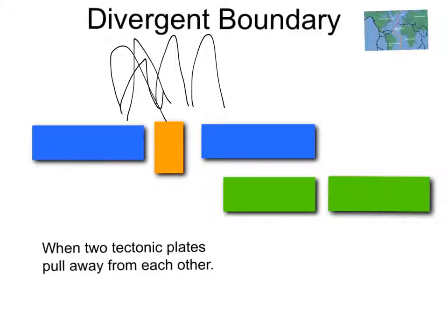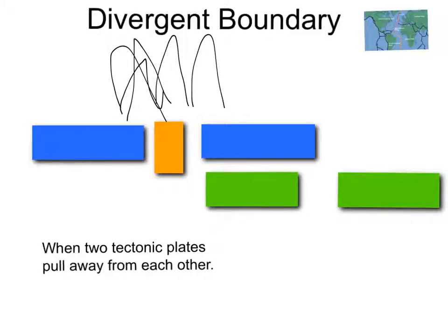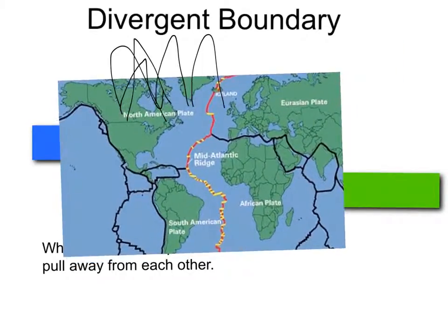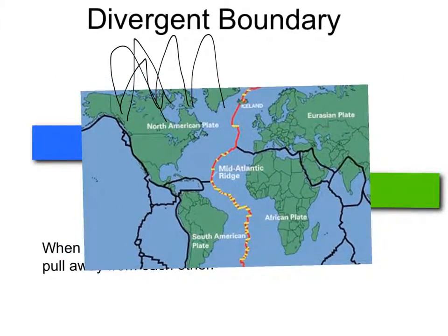When two continental crust pieces pull away from each other, a rift is formed, and eventually is filled with water. Here's an example of the Mid-Atlantic Ridge. A ridge is formed following that red line.